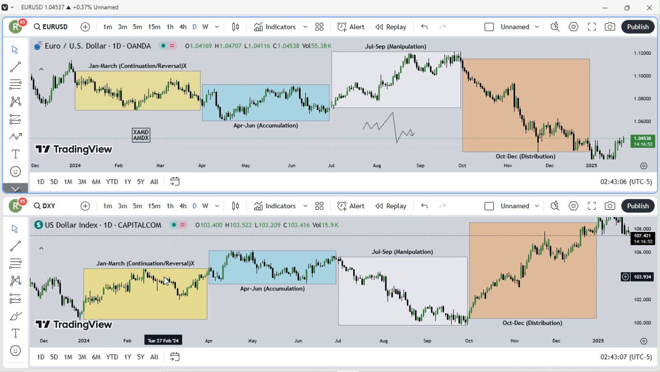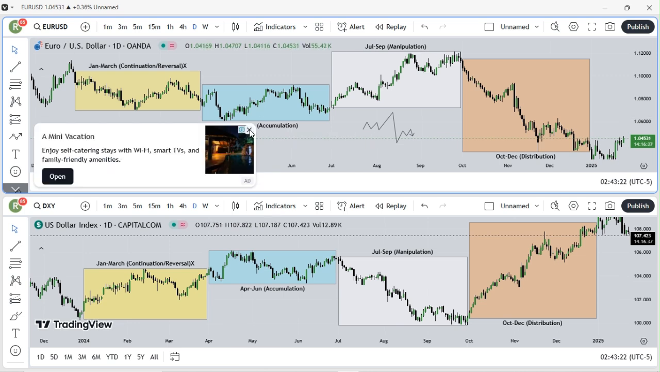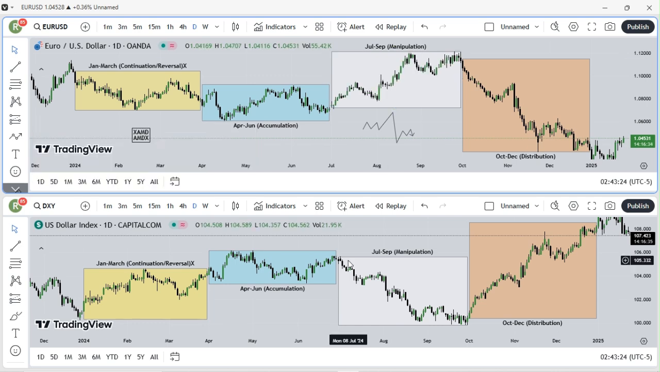Well, not every time, but most of the time, it's going to move against the dollar. Between April and June, the price accumulated in both pairs, Euro and DXY. Then from July to September, as you can see on the Euro, the price was bullish, manipulating higher, and on DXY, the price was bearish and manipulating lower, taking out the sell side. In this case, it was taking out the buy side. Once the price was done manipulating lower, it continued higher, which is the distribution of the year.